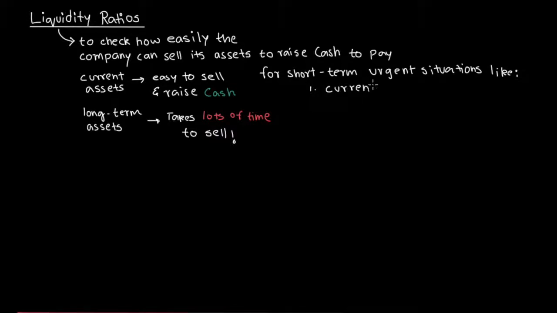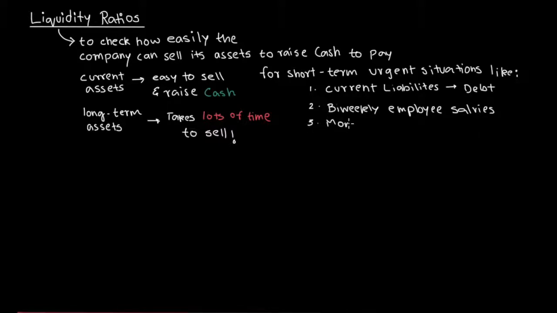Number one, current liabilities are maturing. Current liabilities are like anywhere between 1 month to 1 year liabilities that are coming to a time where we have to return the principal, or the payments are becoming huge that we don't have enough to pay. Another thing is bi-weekly employee salaries, and finally monthly rent. Now if you don't have any cash to pay for this, you have to sell some of your assets to raise the cash. So we will see how to check if a company has enough assets.